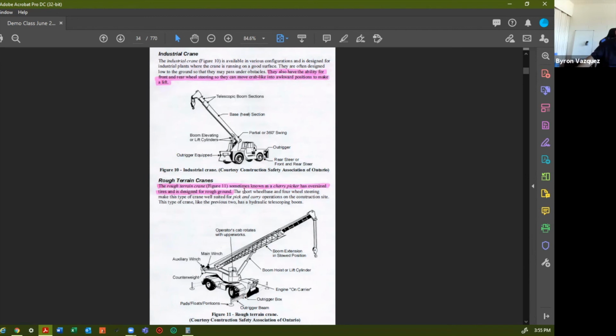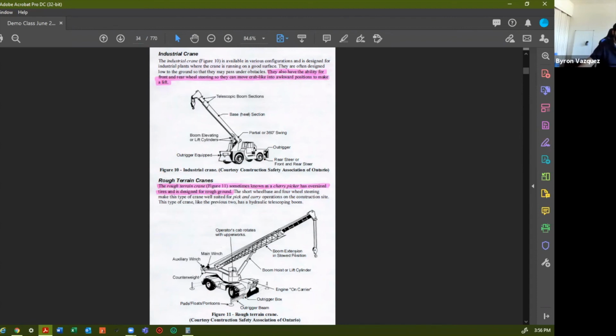The rough terrain crane, sometimes known as a cherry picker, has oversized tires and is designed for rough ground. So you can't take this flat deck, this industrial crane here, and go out into the bushes and start lifting pipe. That's not the right application for this crane. If you're out there in the middle of nowhere, you're going to need a rough terrain crane. So that could be a question that they ask you.